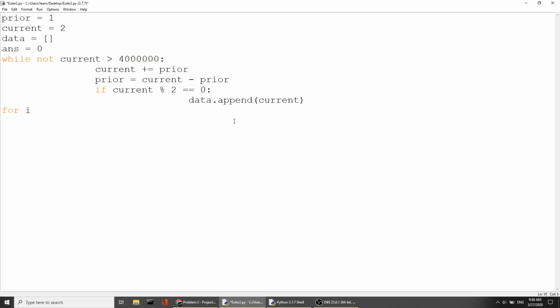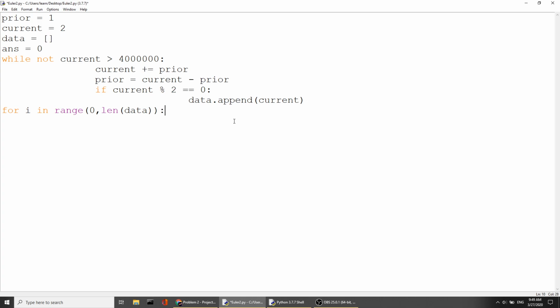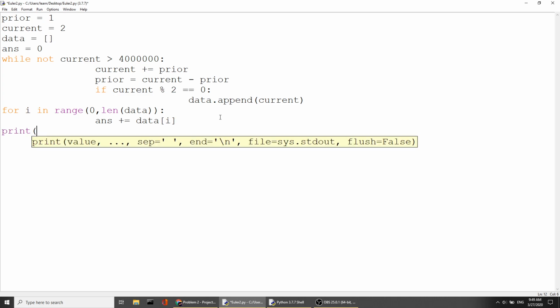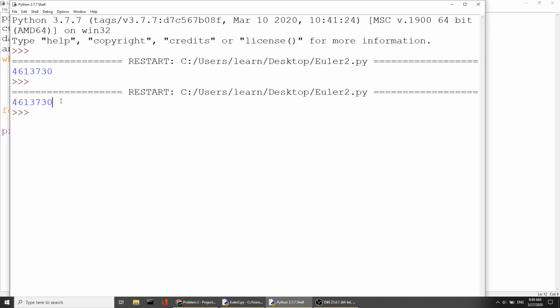Then we iterate through every single number, and we can have a look for the answer by adding all the numbers together. By adding every number in the list, which are all even, we can find the answer, which will be even. So if we print out the answer, we have this.